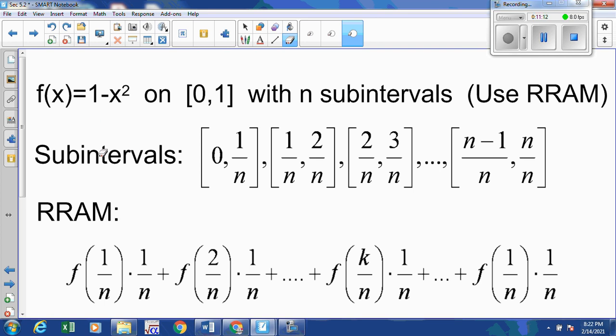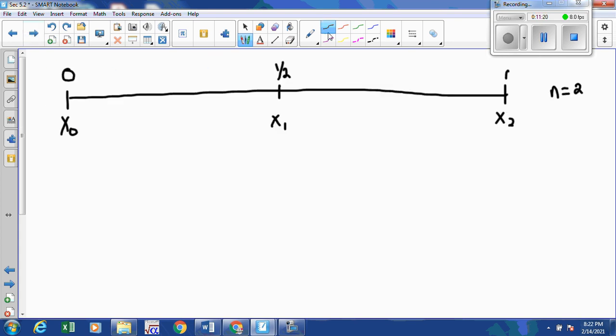So let's talk about the subinterval part. We want to look at 1 minus x squared on 0 to 1. First, I want you to think about what we've already looked at. Let's say we're looking at a subinterval from 0 to 1, and n is 2. We'd have two subintervals, from x sub 0 to x sub 1, and x sub 1 to 1. And I want you to think of 1 as 2 over 2.